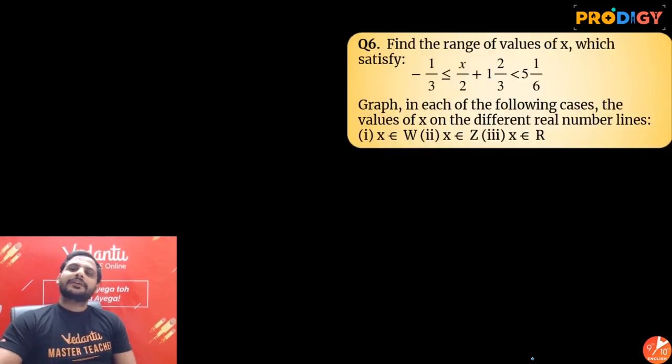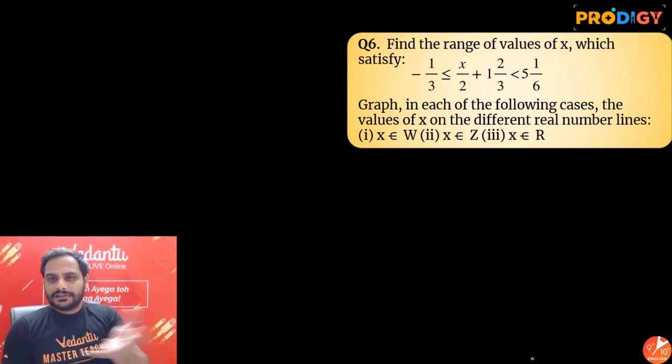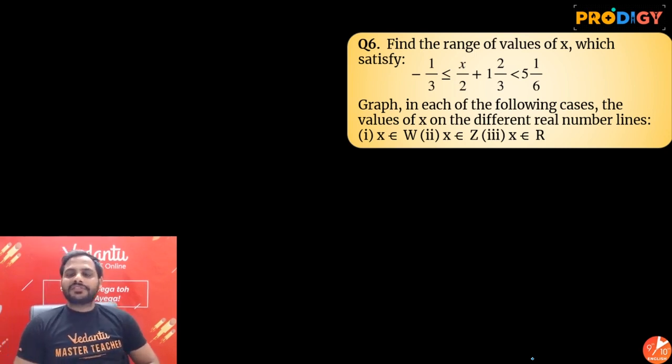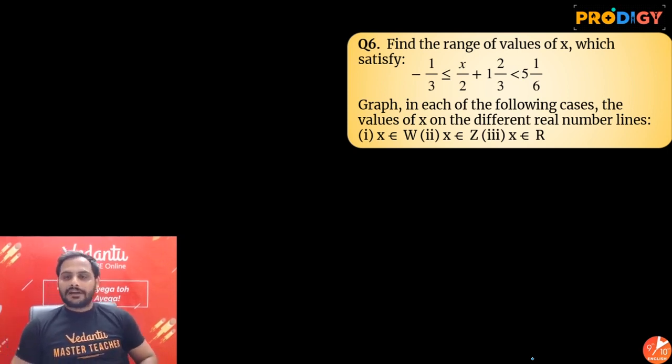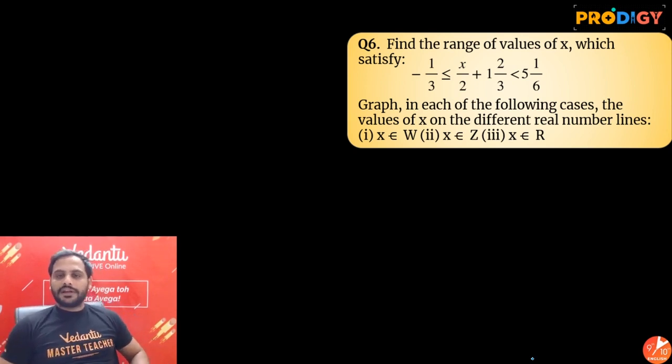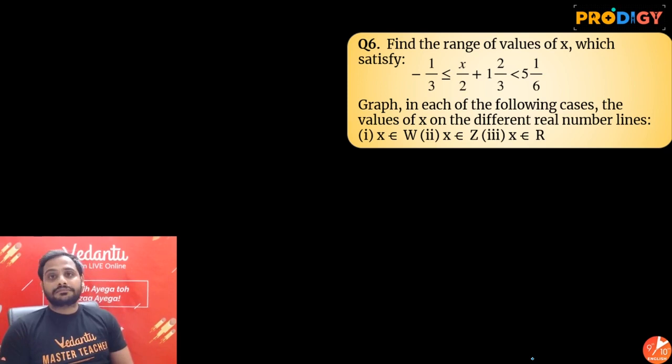Question number 6. Find the range of the values of x which satisfy this inequation. Graph in each of the following cases the values of x on different real number lines, where first x belongs to whole numbers. Now x belongs to Z means x belongs to integers. ठीक है, Z means what, बेटा? Integers. And the last one, x belongs to R means x belongs to real numbers. ठीक है, अब let's solve it.